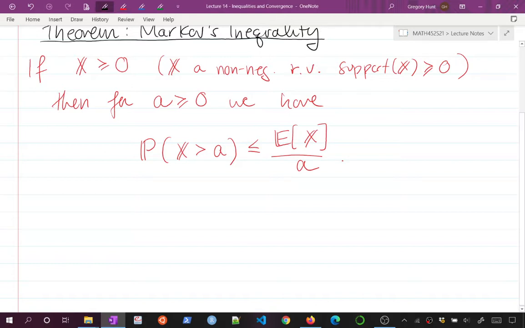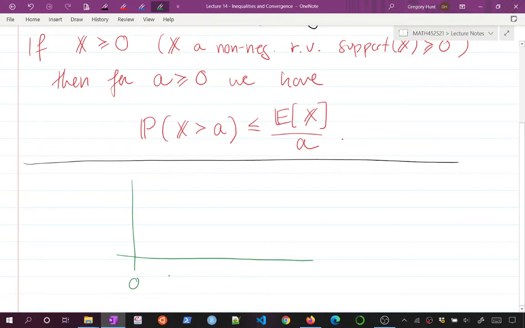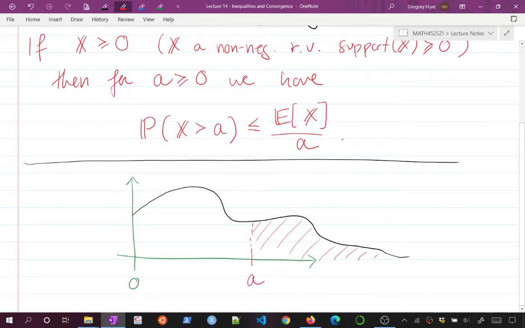You can draw this pictorially. If I have a random variable, and here's its support, so this is 0, and it goes off this way, and I look at the PDF of this thing, it will take on some shape like that. We don't know exactly what it looks like. If I pick some positive value a, I could look at the so-called tail probability. It's the probability of being out in this tail. This is the probability that x is bigger than a.